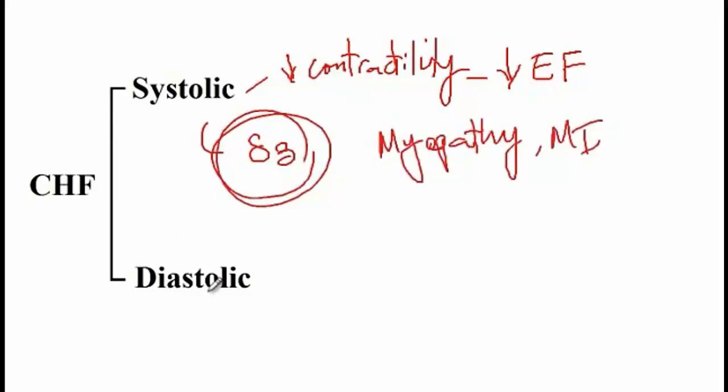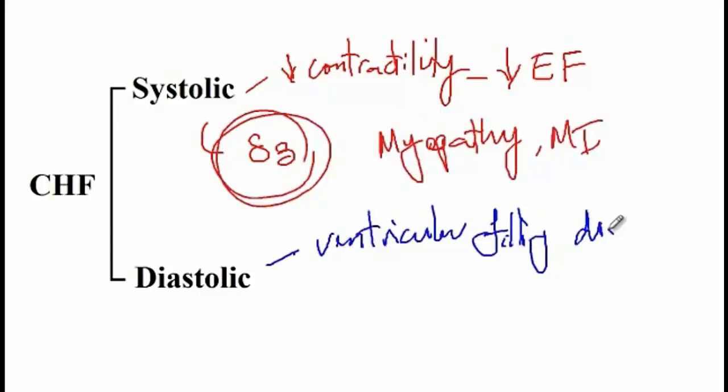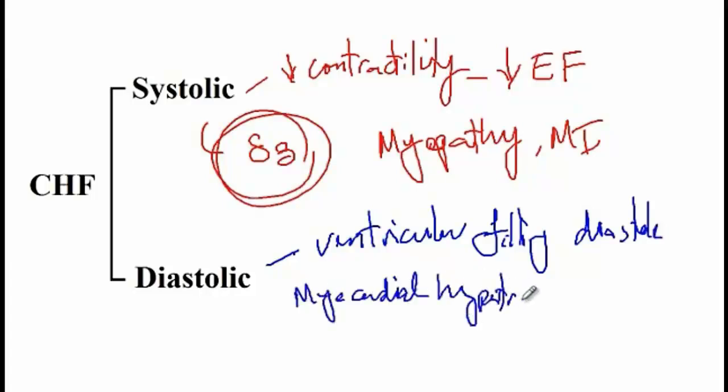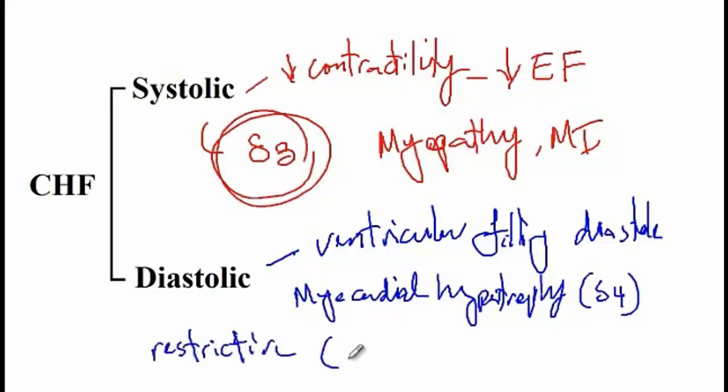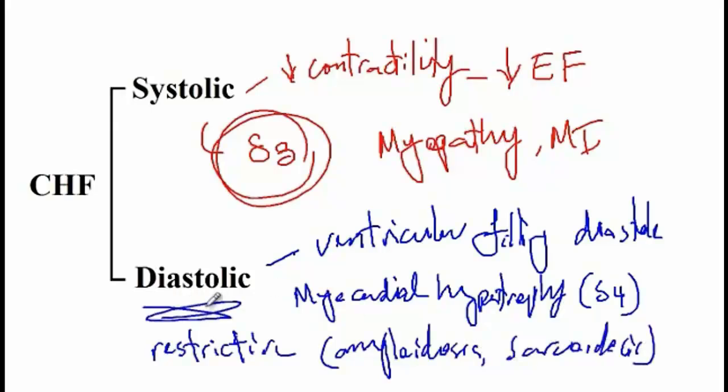In patients with diastolic congestive heart failure, on the other hand, there is a problem with the ventricular filling during diastole. So for instance, in patients that have undergone myocardial hypertrophy, which presents with an S4 heart sound, there's a problem with filling the heart, and thus these patients will have low blood volume that is being pumped out. Other causes include restrictive cardiomyopathy, like for instance amyloidosis or sarcoidosis, and these are other examples that cause diastolic congestive heart failure.